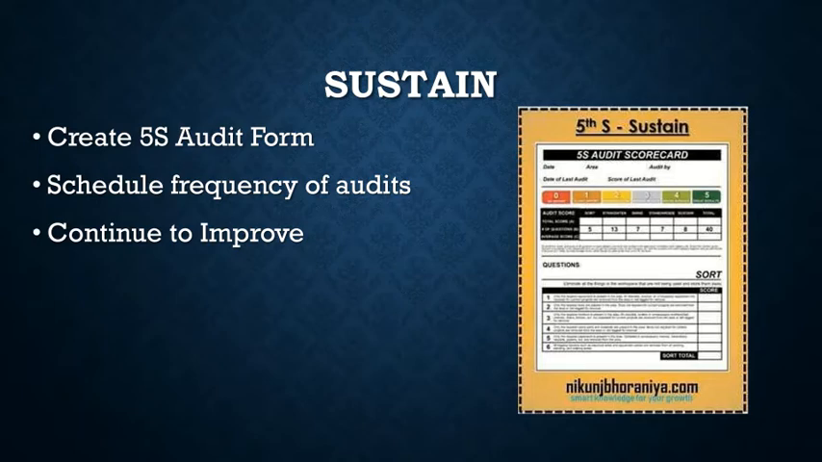So the first thing we would do is create a 5S audit form. And then you would set up a schedule frequency of audits. So typically you would audit once a shift. And the person being audited should be on the production floor doing the work. So a supervisor would audit an employee, but then in turn, the supervisor should be audited too to make sure they're doing their job correctly. So they would get audited by managers.